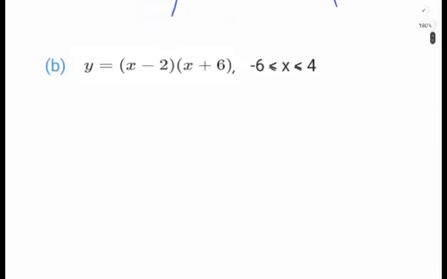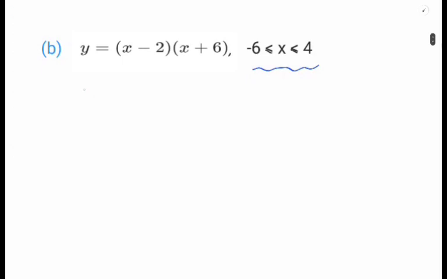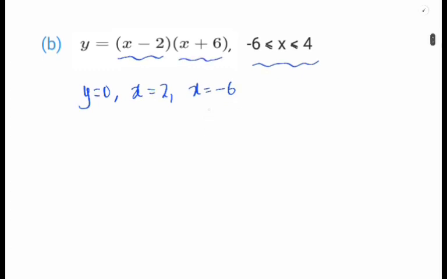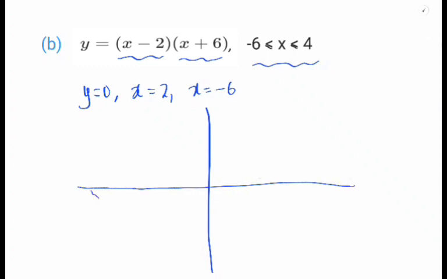Okay, the next part. Here we are given x is between negative 6 and 4. So you don't need to draw the whole thing. Let's say we put y equal to 0. So your x is equal to 2 and x equals negative 6. This is based on x minus 2 and x plus 6 here. So a rough idea of your graph: x is 2, somewhere here, and then negative 6, somewhere here, and this will be negative 2, and this is 0 here.